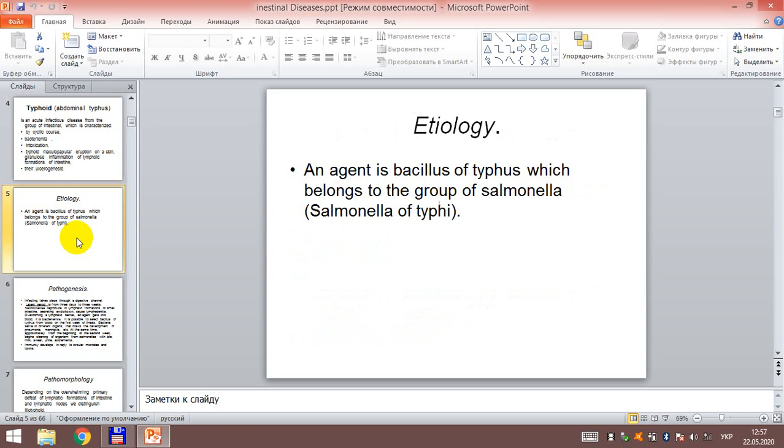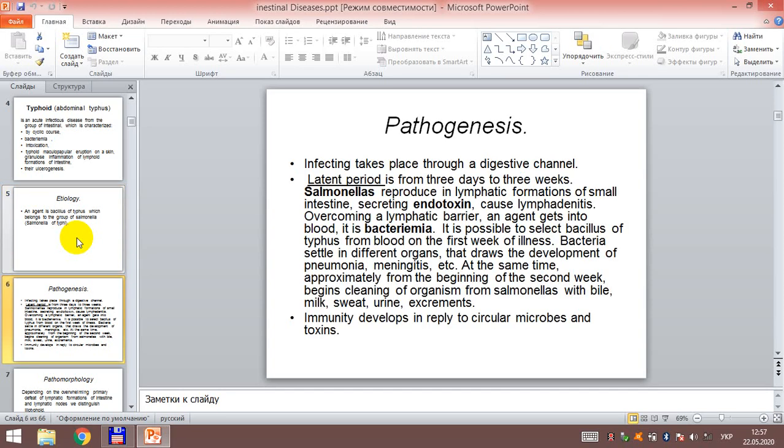Etiology of typhoid infection. The agent is the bacillus of typhus, which belongs to the group of Salmonella typhi. Pathogenesis of this infection. Infection takes place through the digestive tract. The latent period is from 3 days to 3 weeks. Salmonella reproduce in lymphatic formations of the small intestine, secreting endotoxin, causing lymphadenitis. Overcoming the lymphatic barrier, the agent gets into the blood.